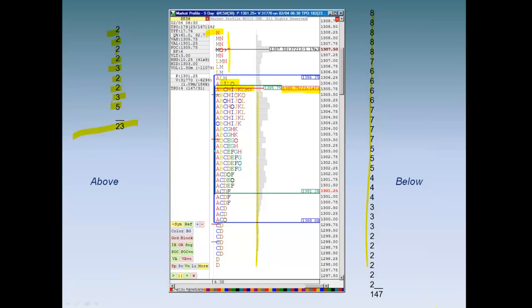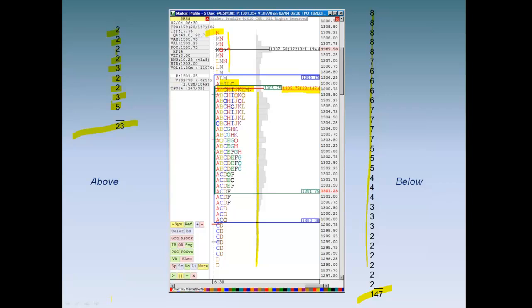Take a look at the imbalance in this case. 147 above to 223 below. Who really is in control right now? The buyer. The buyer is in control. 147 to 223, that's a very wide ratio. And so you are likely to see prices continue to move in an upward direction. The buyer is in control and pushing prices higher.